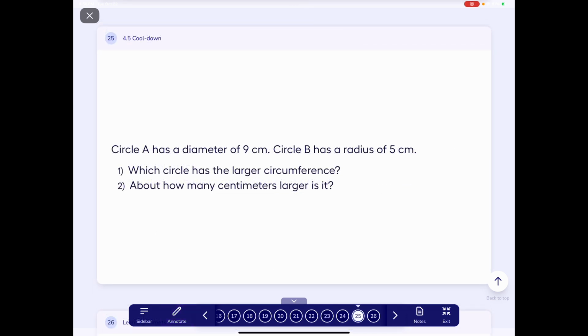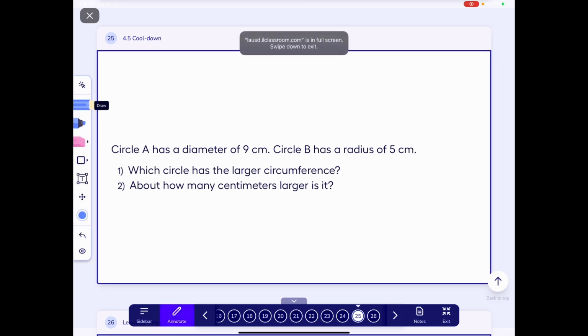Finally, try the cool down. This cool down is not in your book, and it will be simpler than the problems that we did during the lesson. The cool down states: circle A has a diameter of 9 centimeters, circle B has a radius of 5 centimeters. Number 1, which circle has the larger circumference? And number 2, about how many centimeters larger is it? I encourage you to try this problem, because it is a little bit easier than the previous problems about the track and the picture frame. This sums up the ideas that you need for this lesson. So pause the video and try the problem.